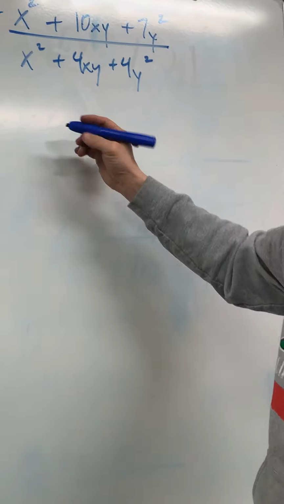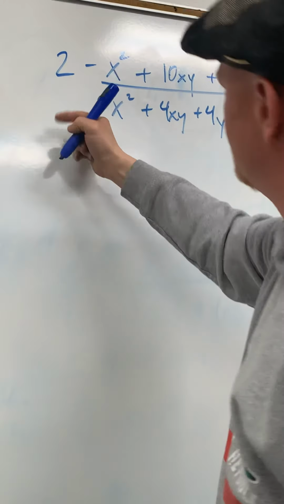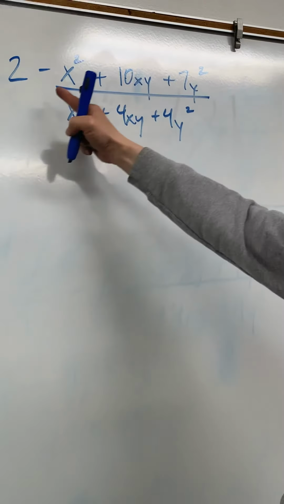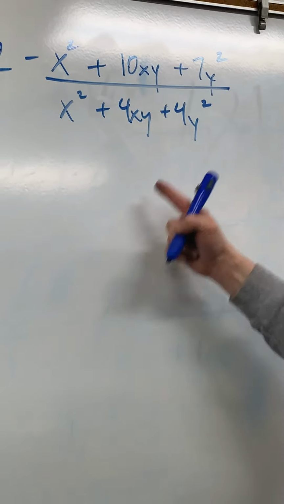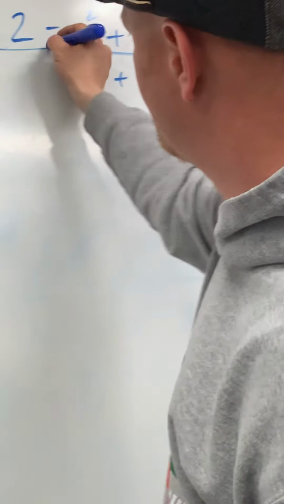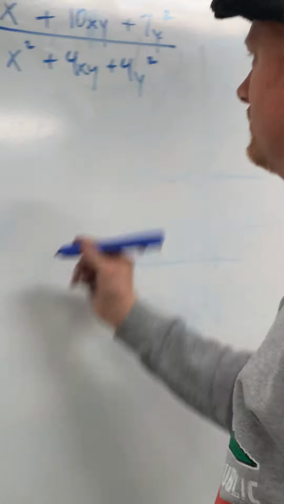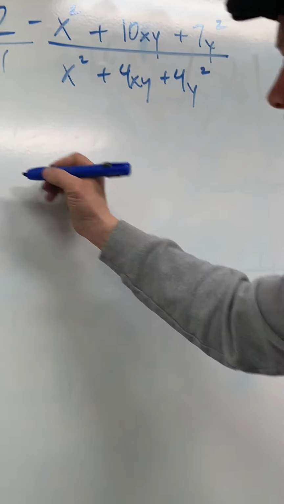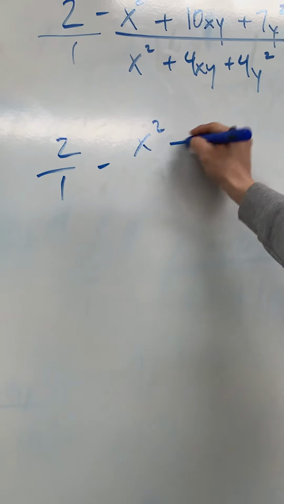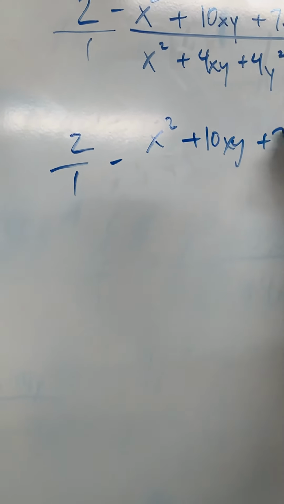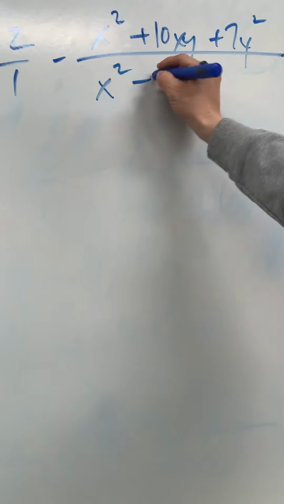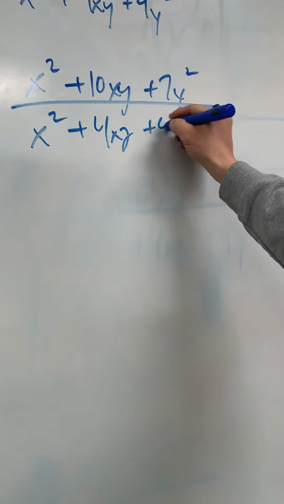All right. So we've got 2 minus x squared plus 10xy plus 7y squared over x squared plus 4xy plus 4y squared. Okay, exactly. Yes. Thank you, Ace. We're going to put that 2 over 1. Yes, exactly. All right. So I'm going to rewrite this: 2 over 1 minus x squared plus 10xy plus 7y squared all over x squared plus 4xy plus 4y squared.